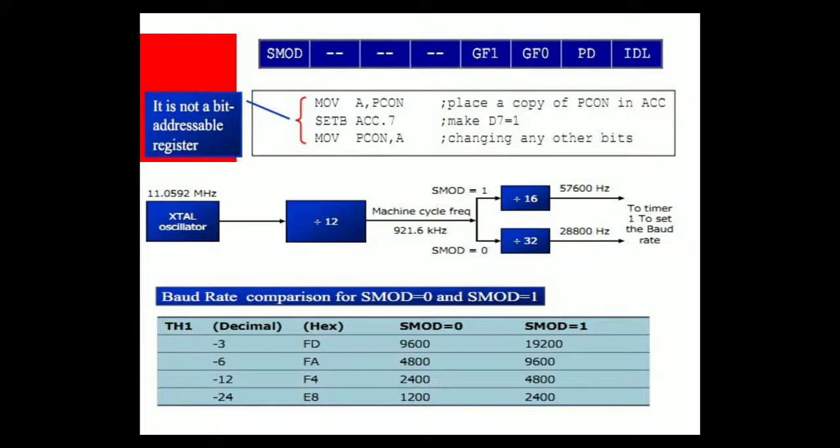Again, we should copy that to the PCON register. Don't forget this. Only by setting the accumulator content, the PCON bit will not become 1. You have to copy that content back into the PCON register.